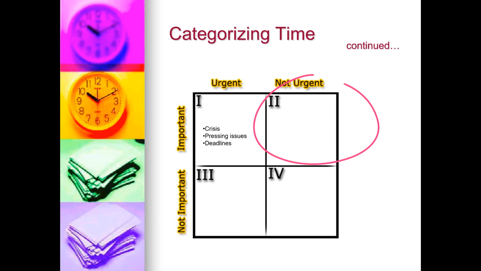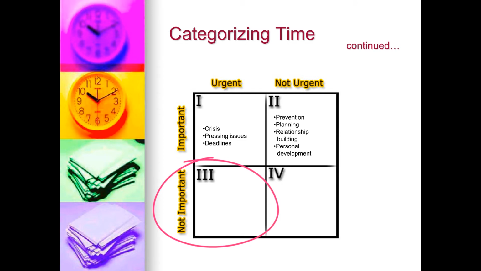Quadrant 2, Important and not urgent, is you have an exam, but let's say you have 2 weeks to prepare. So you have more than enough time. This is the items with prevention, the planning, the relationship building. Yes, that's important too. Personal and professional development.